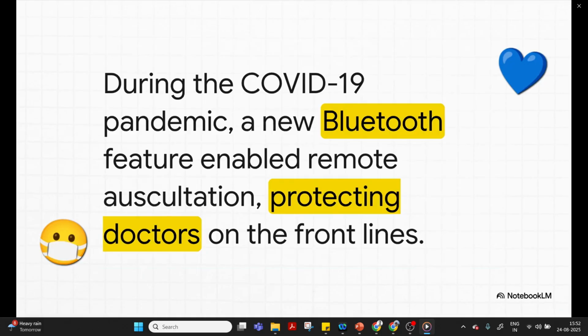But the team didn't stop there. When the COVID-19 pandemic hit, they saw a new, urgent problem, and they innovated again. They quickly added a Bluetooth feature. This meant a doctor could be in a totally different room or even at home, listening to a patient's lungs, which protected frontline workers from getting exposed. It was another brilliant adaptation to a pressing, real-world need.